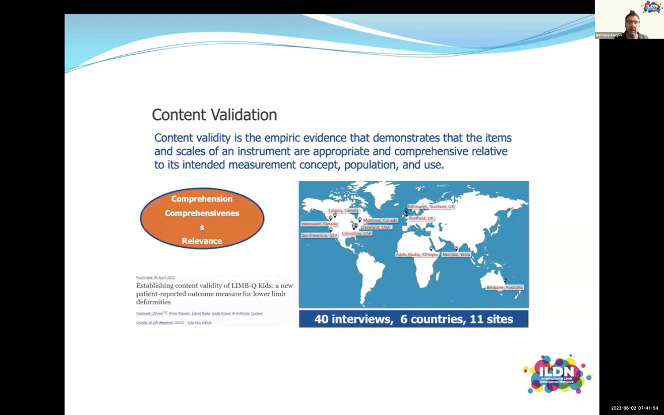So once we've developed this scale, we then had to look at the content validity, and that's the empirical evidence that demonstrates that the items and scales of an instrument are appropriate and comprehensive relative to its intended measurement concept, population, and use. So effectively looking at comprehension, comprehensiveness, and relevance. In order to do this, we conducted 40 qualitative debriefing interviews across 6 different countries and 11 different sites in order to establish our content validity of the PRO.